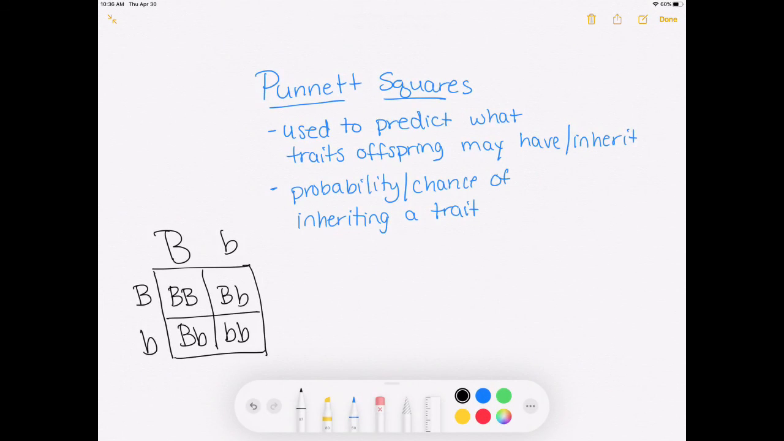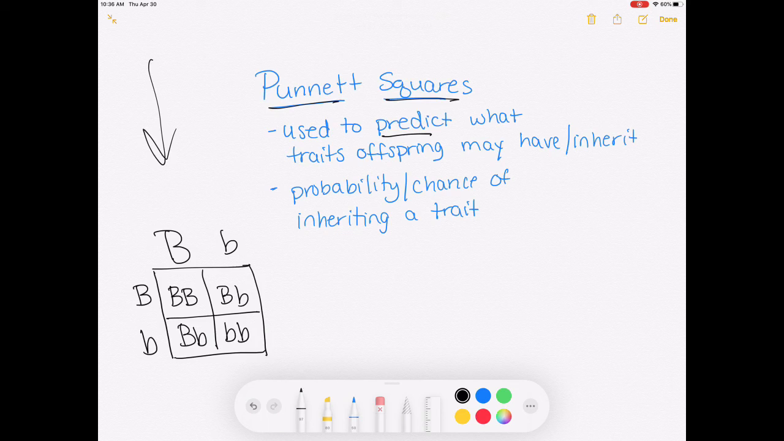Good morning. I am going to talk to you today about something called a Punnett Square. A Punnett Square looks like this image that I have drawn here for you. A Punnett Square is a tool used in heredity to predict what traits offspring may have or inherit from their parents. Another way of saying it is that it determines the probability or chance of inheriting a particular trait.